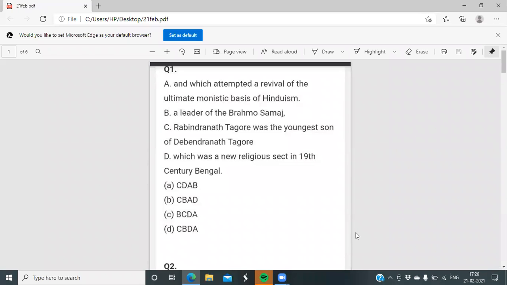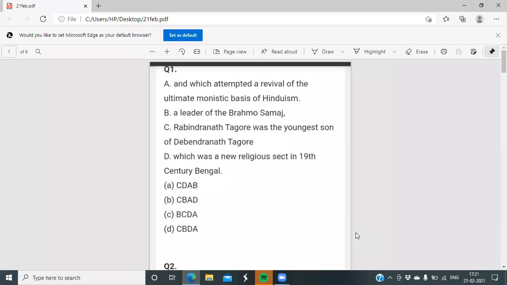Okay, perfect. So, see here in this option, the correct answer is, of course, option D. Why? Because, first of all, Rabindranath Tagore was the youngest son of Debendranath Tagore. Then, a leader of the Brahmo Samaj. And then, which was a new religious sect in the 19th century Bengal. And lastly, which attempted a revival of the ultimate monastic basis of Hinduism.